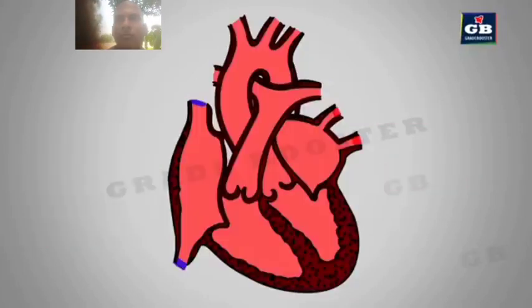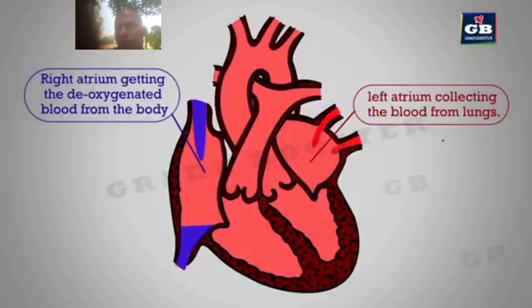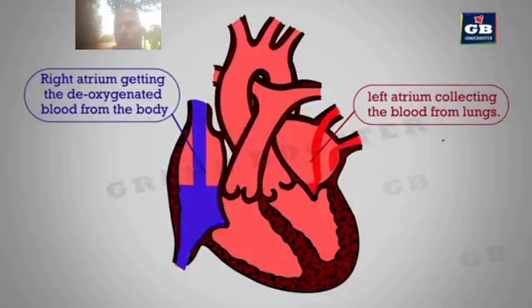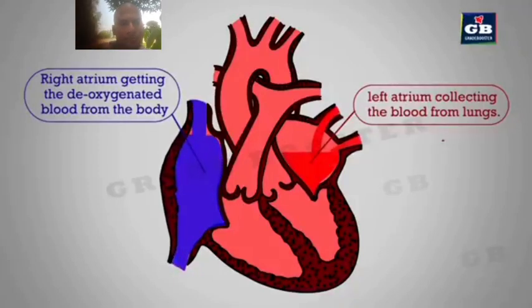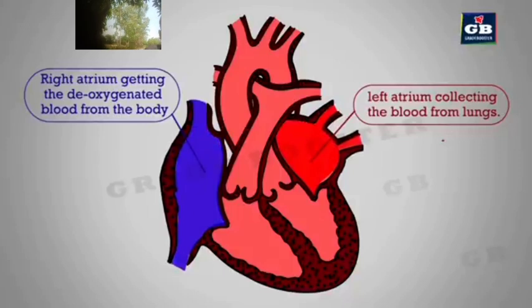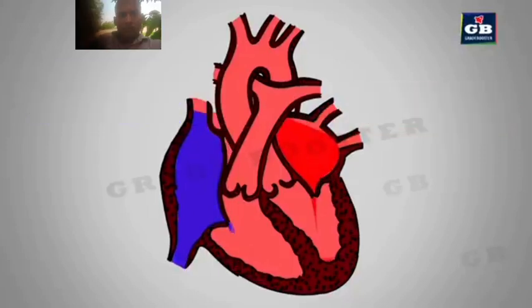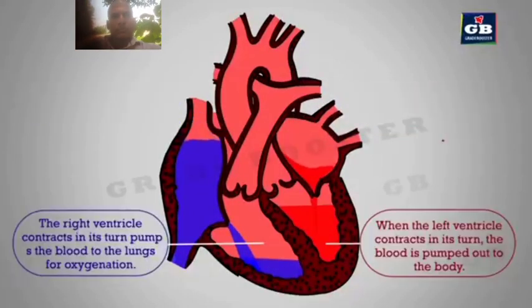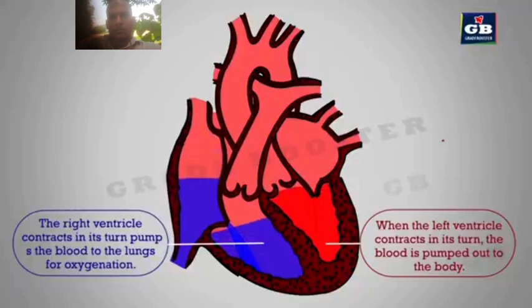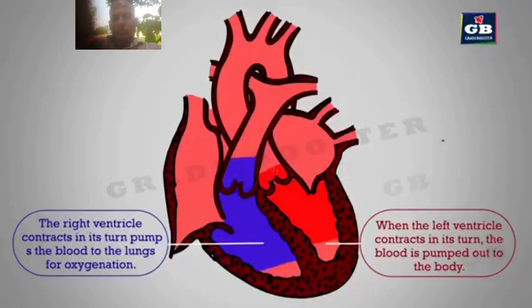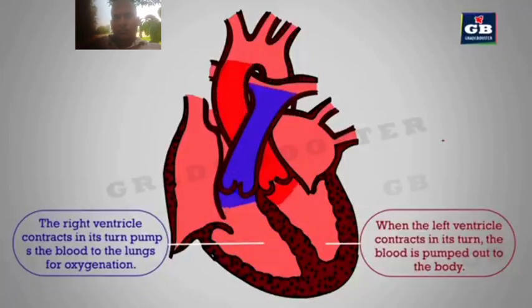But these two tasks are to be performed at the same time. At first, the left atrium and right atrium get relaxed. Then the left atrium gets the oxygenated blood from lungs. The right atrium gets the deoxygenated blood from the body parts. Now, both these chambers contract and pump the blood into the bottom chambers. Now the left ventricle contracts and sends the oxygenated blood to the body parts. At the same time, the right ventricle pumps the deoxygenated blood into the lungs.